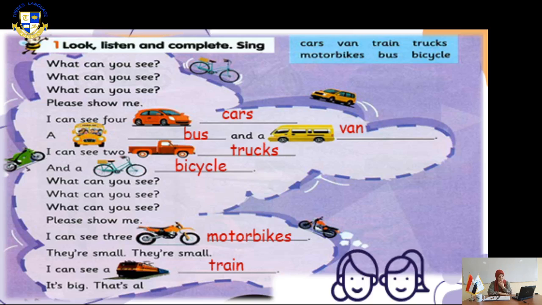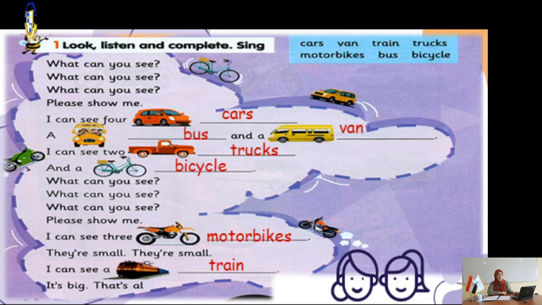Okay, now open your student's book at page 68. Now we have a song and we are going to see the pictures and write the name of each picture beside it. Now we have a words box. We can see cars, van, train, trucks, motorbikes, bus, bicycle. Now we are going to look, listen, and complete.